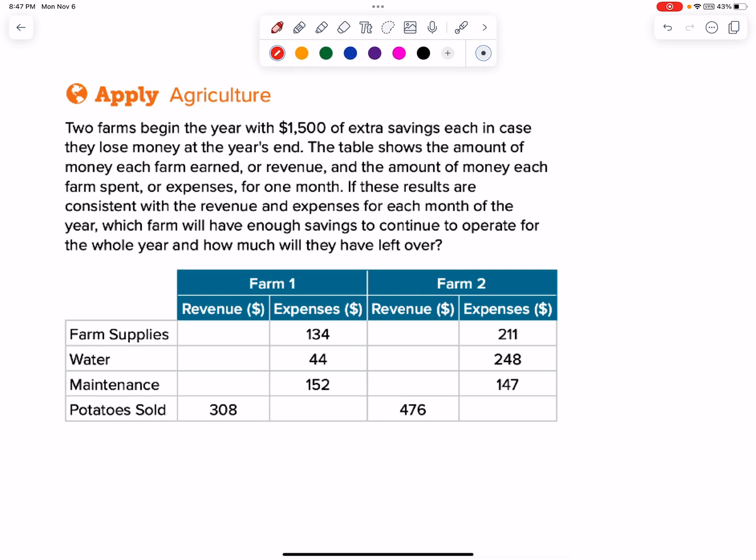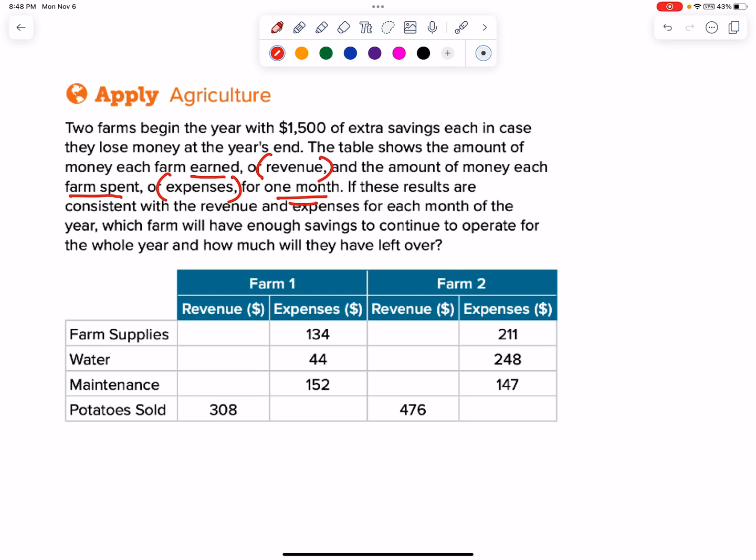So 2 farms begin the year with 1,500 of extra savings each in case they lose money at the year's end. The table shows the amount of money each farm earned, or revenue, and the amount of money each farm spent, or expenses, for 1 month. So what they're saying with those commas is they're saying the amount earned equals revenue, and then what the farm spent are called expenses. So they're using those interrupters of commas to explain to you what the word revenue means and what the word expenses means. Okay. Pay attention that it is in 1 month.